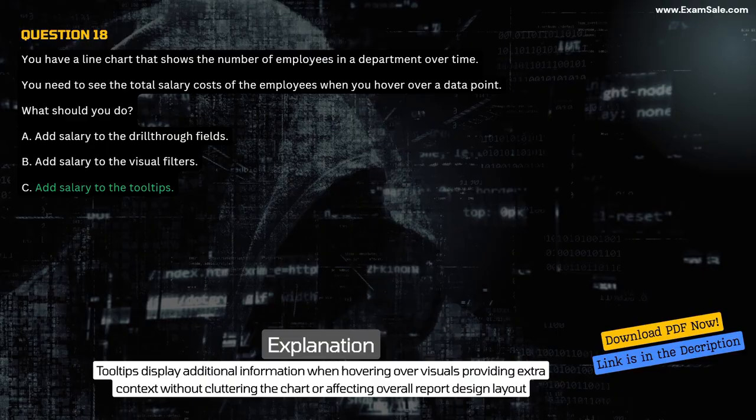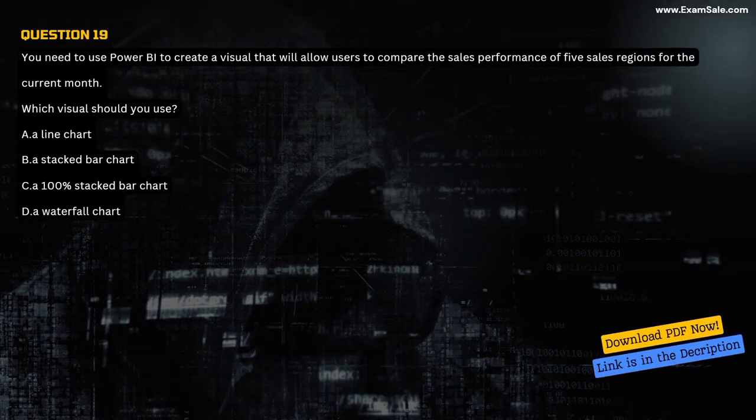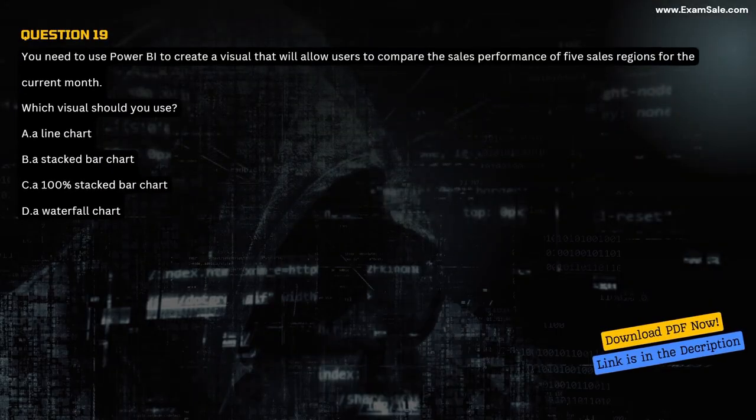Explanation. Tooltips display additional information when hovering over visuals, providing extra context without cluttering the chart or affecting overall report design layout. Question 19. You need to use Power BI to create a visual that will allow users to compare the sales performance of 5 sales regions for the current month. Which visual should you use? A. A line chart. B. A stacked bar chart. C. A 100% stacked bar chart. D. A waterfall chart. Correct answer B.